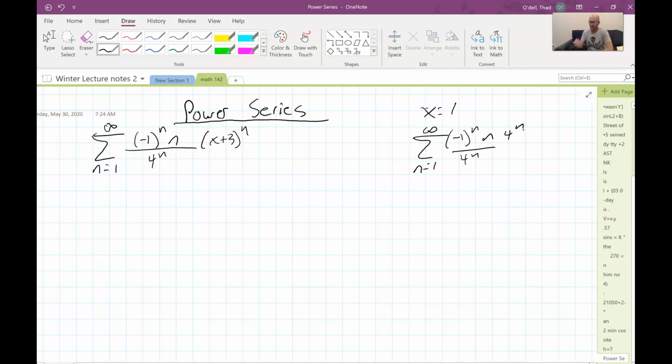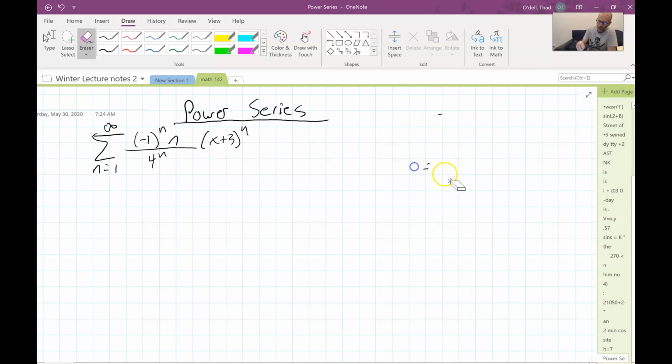However, if we had x equals 2, then we have n running from 1 to infinity of -1 to the n times n over 4 to the n. And this part here, the x plus 3 to the n, if x equals 2, would become 5 to the n. So you can see that x leaves us room to create different series. So this power series really represents kind of a family of series.